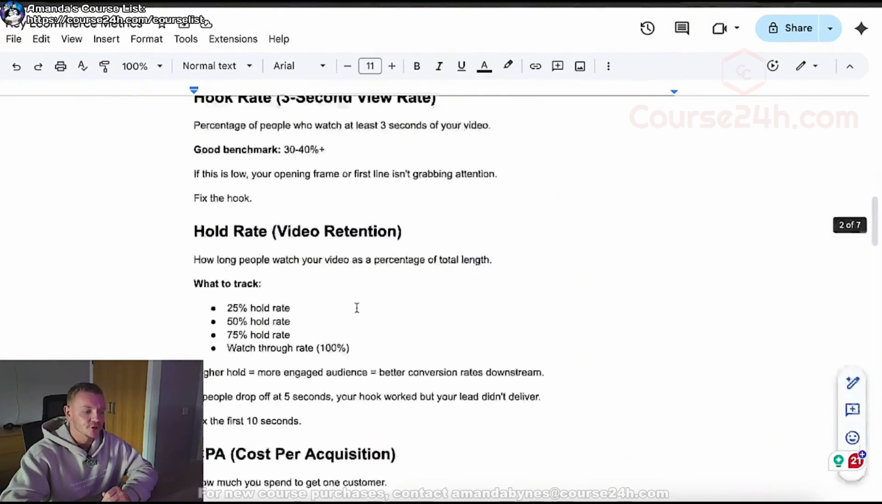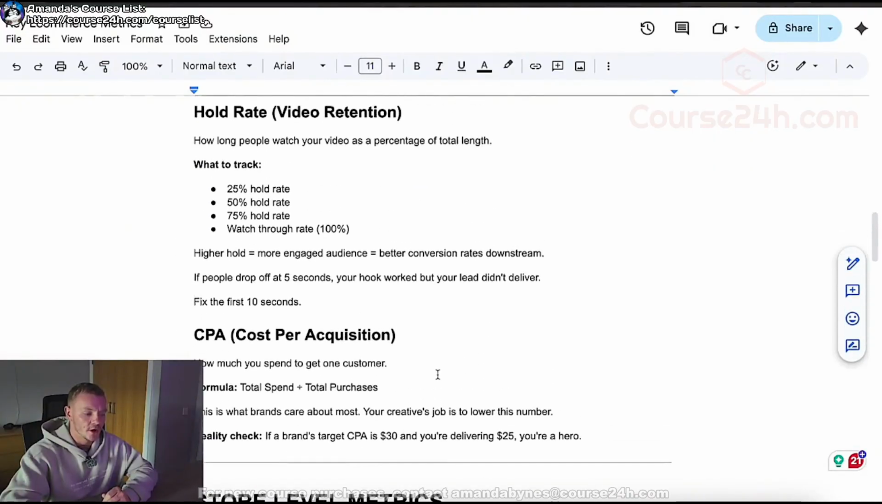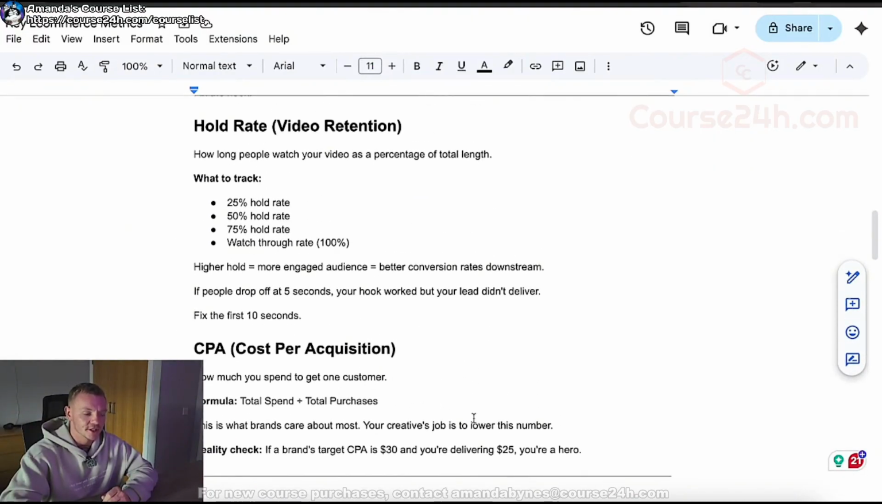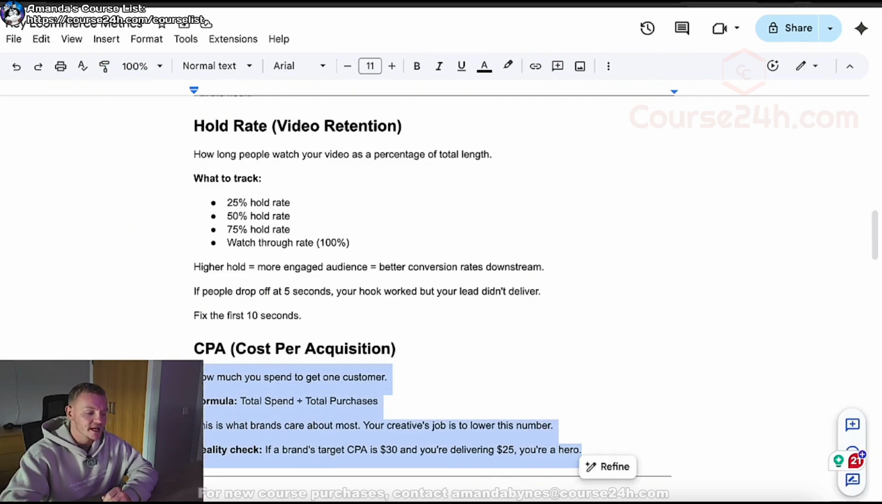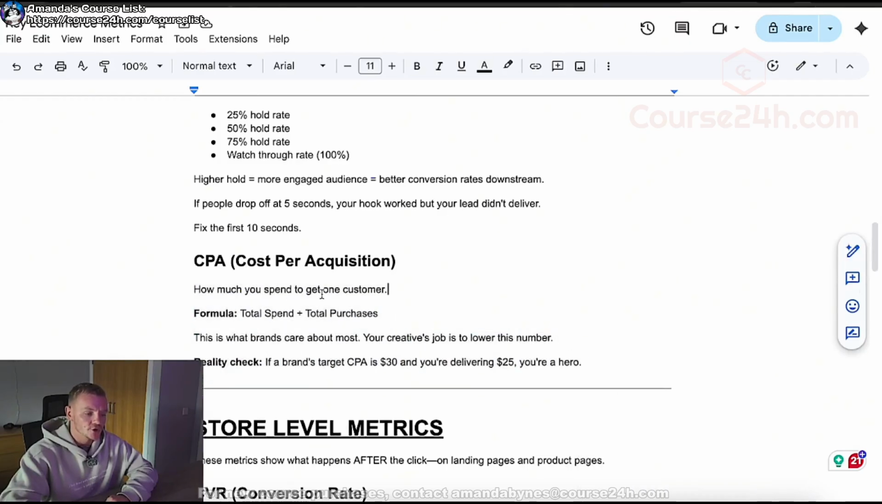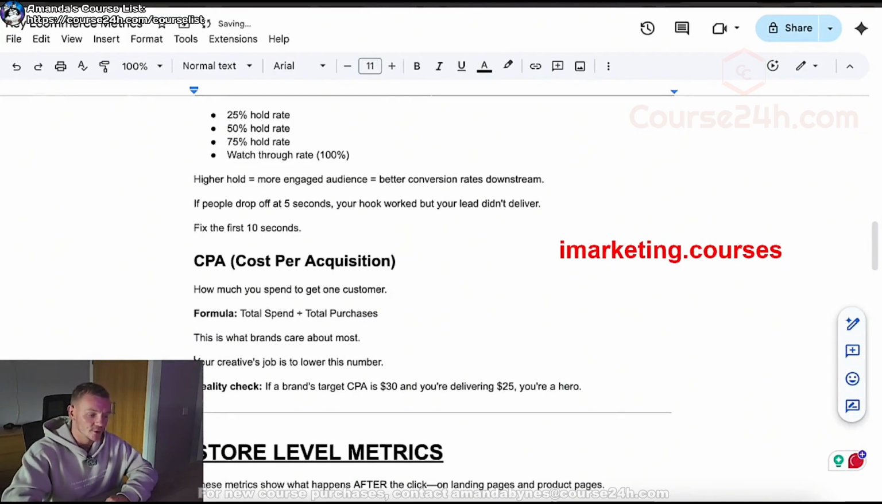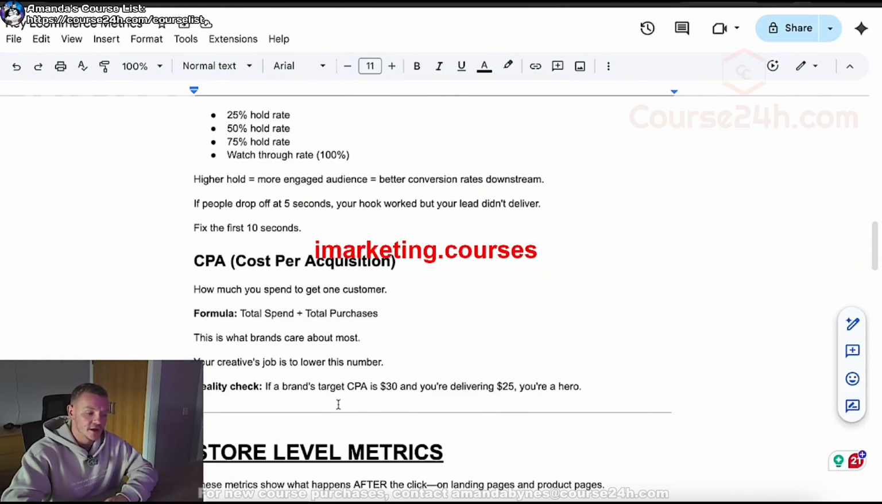Cost per acquisition. Now, we're getting more into our profitability metrics and hard metrics. This is the main thing that you're looking out for. Cost per acquisition is how much you're spending on an ad platform to get 1 customer. So this is what brands care most about, and it's the creator's job to lower this number. If a brand's target CPA is $30 and you're delivering $25, you're a hero. If a brand's target CPA is $50 and you're getting $120, you're in trouble.